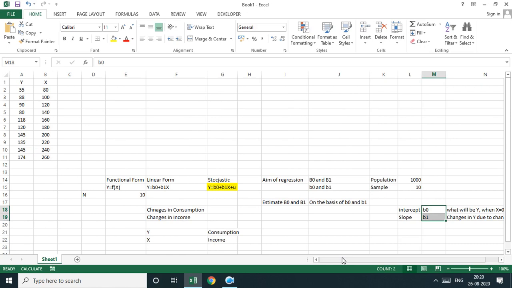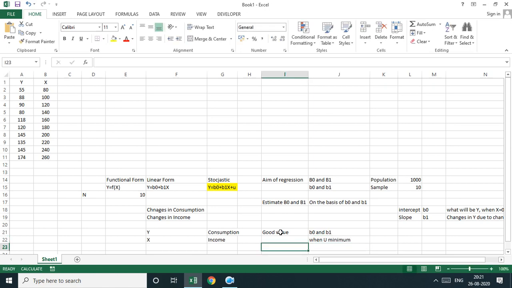Finding out this beta 0 and beta 1 is the major role of regression in statistical estimation or econometric estimation. But when will we get a better value for beta 0 and beta 1? We will get a better value for beta 0 and beta 1 when the effect of all other terms is minimum.